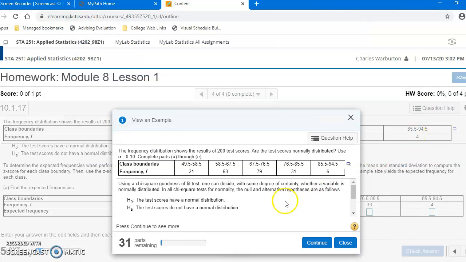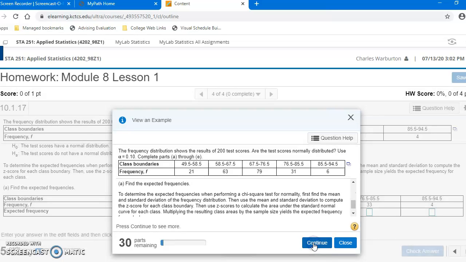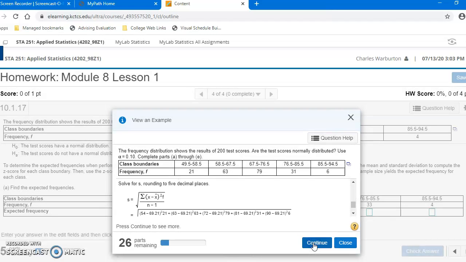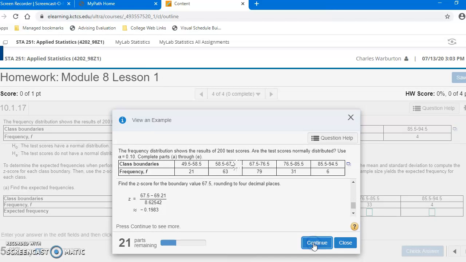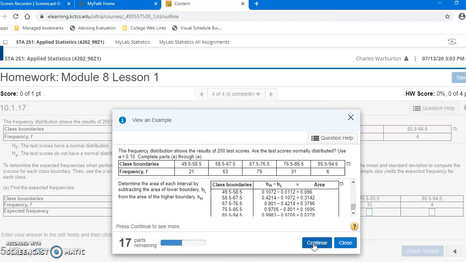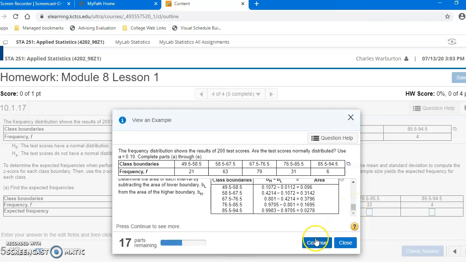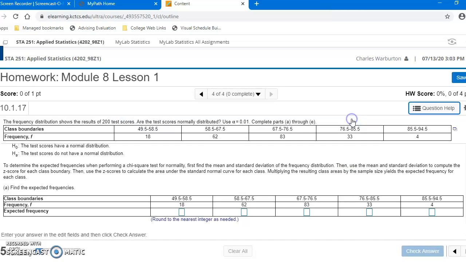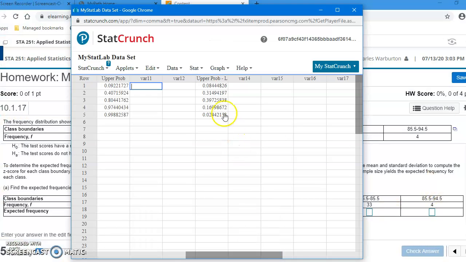And to view an example, we need the question help. There's the standard deviation. We did all this in the previous video using StatCrunch. So we're right here. And now we can take the areas and multiply them by our sample size. So I believe in this case our sample size is 200 as well. So we're going to take all these values and multiply them by 200.